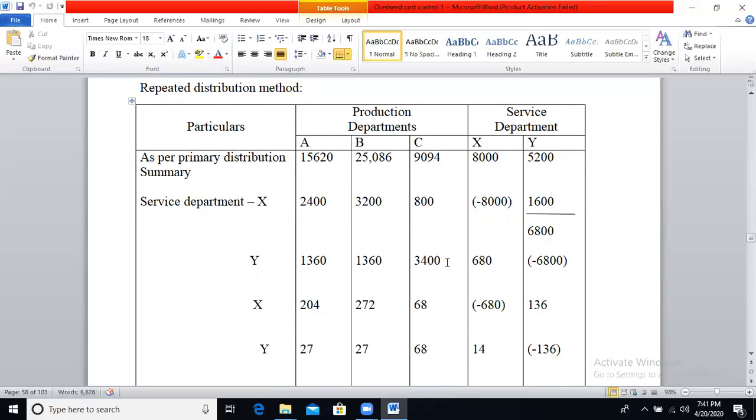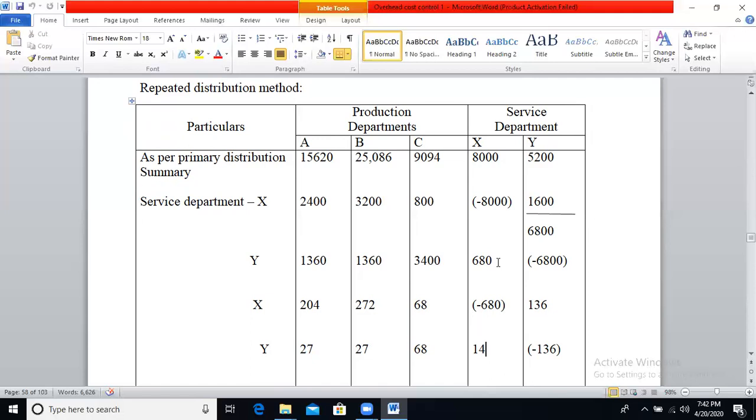So add these three production departments' totals: 1,360 plus 1,360 plus 3,400. The total value will be 6,120. You should deduct this total from the reapportioned value 6,800. So 6,800 minus 6,120, the remaining value you will get is 680, which will be reapportioned to the X department. Now the value of Y gets cancelled. Now we have some value under the X department.